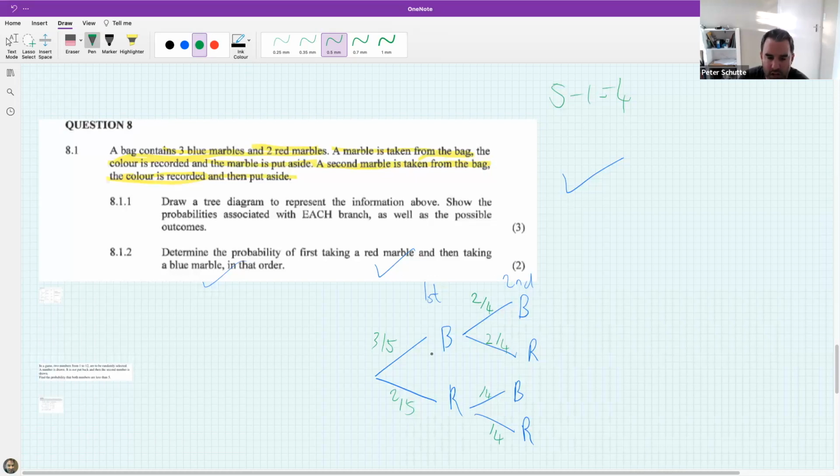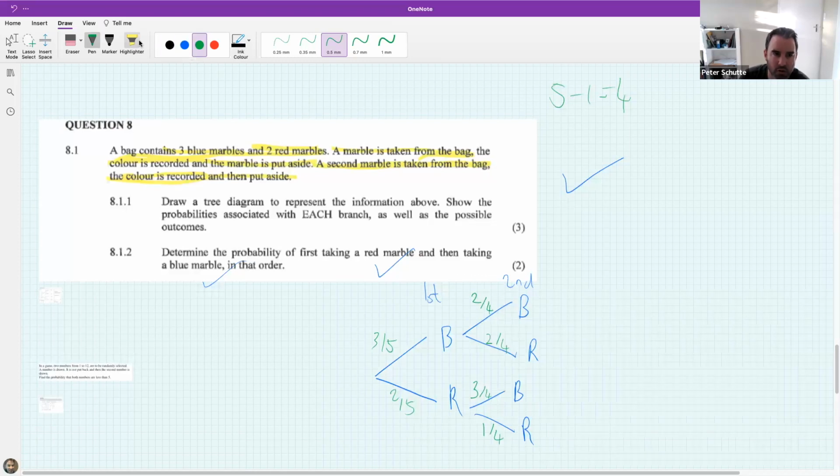If we go to the next part, if I choose a red on the first go, there were 5, so there's 4 marbles left, but I took one of the reds out. But does that affect the blues? No, there's still 3 blues sitting there. And if I chose a red on the first go, well, there were only 2 to start with, so now there's only a 1 in 4 chance. You also notice that these 2 splitting branches always add to 1.